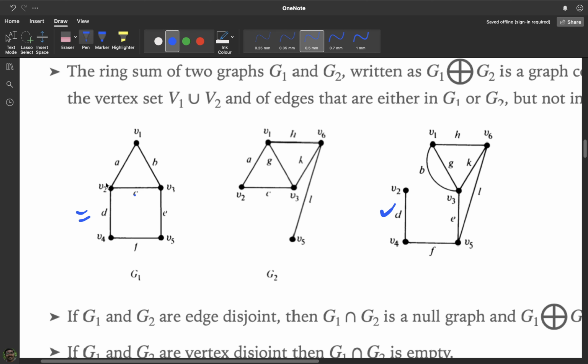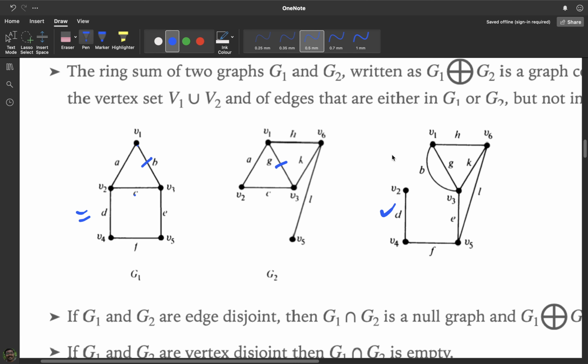Okay, similarly A is lying in both G1 and G2, that is why A did not come in the ring sum. Okay, and this edge B is lying only in G1, that is why B has come here, and this edge G is lying only in G2, therefore this edge also has come here. So that is how you have obtained the idea of ring sum.